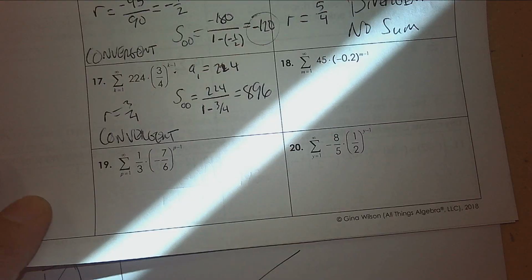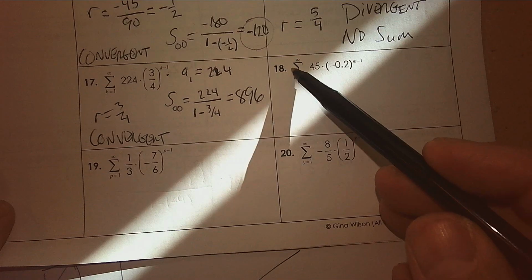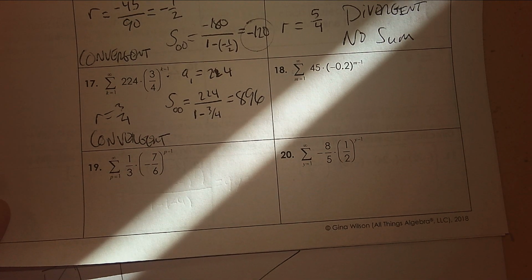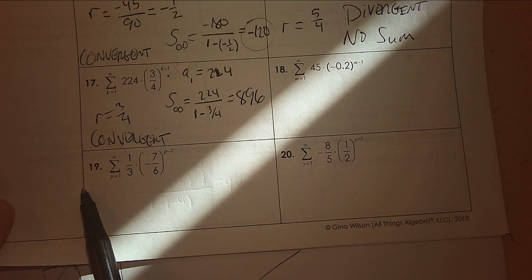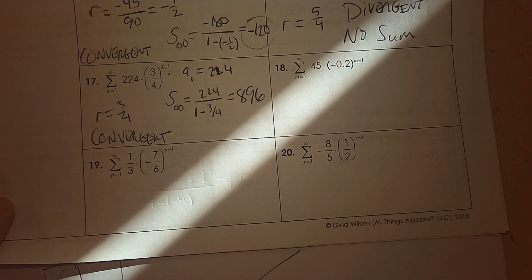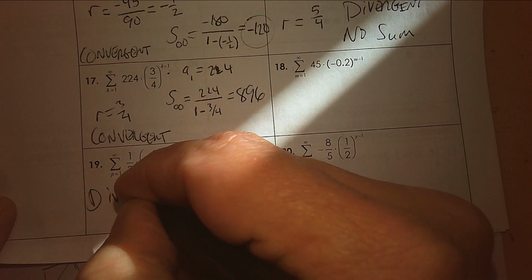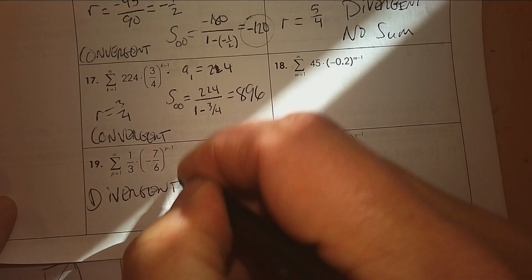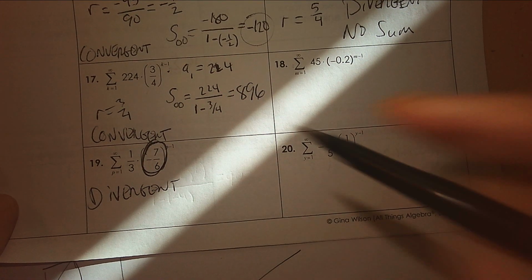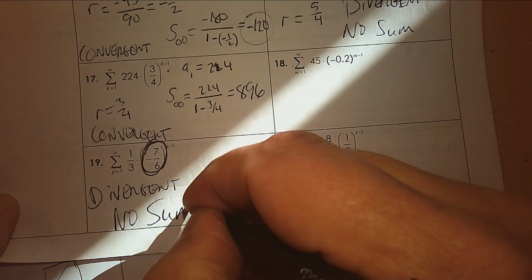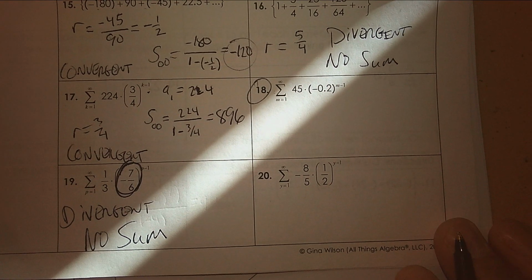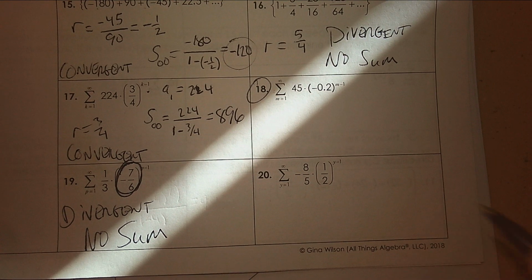Hey, let's do something a little different. Out of 18, 19, and 20, one of those is divergent. Do you know which one? 18, 19, or 20. One of them is divergent. Which one? That's right. The absolute value of the base is bigger than 1, so that means there is no sum. All right, let's do 18, and then I'm going to let you practice everything we did yesterday and today. Here we go.